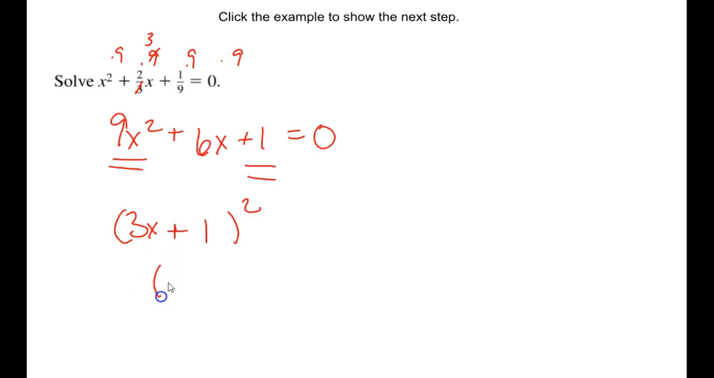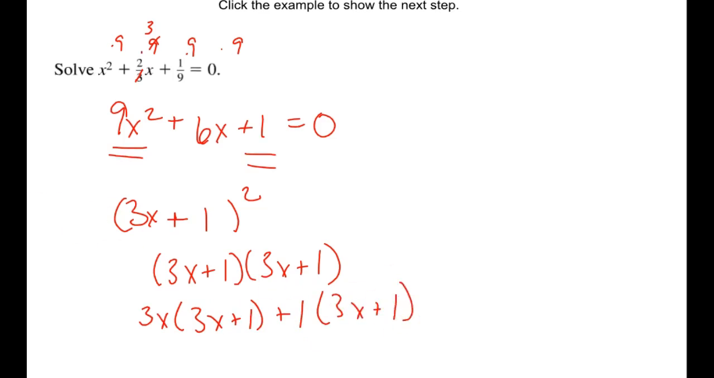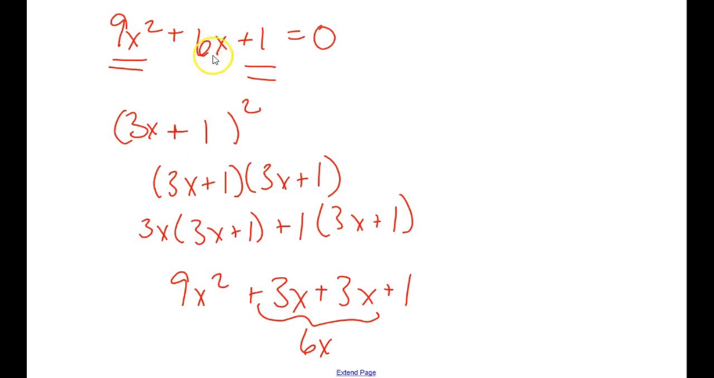So we can try it out. 3x plus 1 times 3x plus 1. Let's see what we end up with. So 3x times the quantity 3x plus 1 times the quantity 3x plus 1. Let's see where we go. 3x times 3x is 9x squared. 3x times 1 is 3x. 1 times 3x is 3x. 1 times 1 is 1. And if I combine these two middle terms, I end up with 6x, which is what I started with, so I know that my factoring was correct.